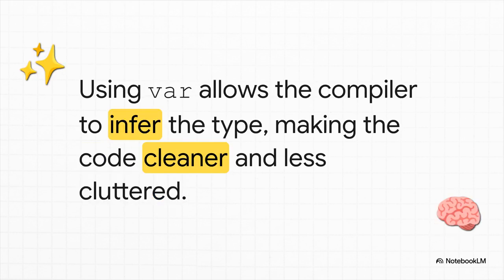And here is the solution: the var keyword. When we use var, we're basically telling the Java compiler, hey, you're smart. You can see what kind of thing I'm creating on the right side, so you just figure out the type for me. All of a sudden, the code is way cleaner and less cluttered, and we haven't lost any information. This is called type inference, and it's awesome.